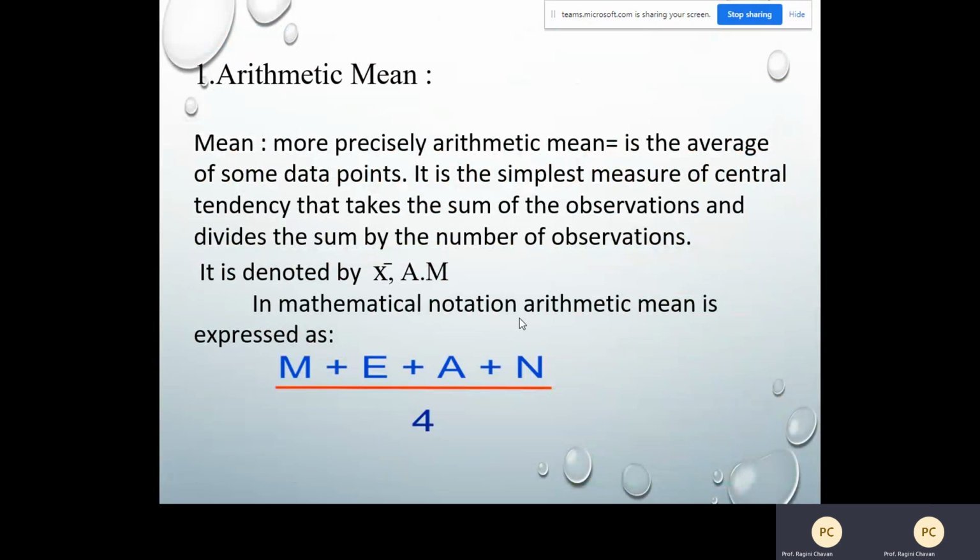First measure is arithmetic mean. Mean, more precisely arithmetic mean, is the average of some data points. It is the simplest measure of central tendency that takes the sum of all the observations and divides that sum by the number of observations. Shortly, it is indicated by A.M. or X bar notation.